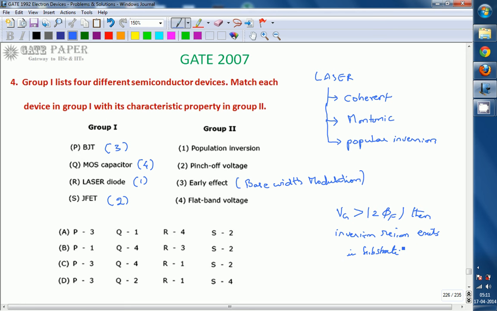So the right option for this one is C. P3 Q4 R1 S2. C is the right option.